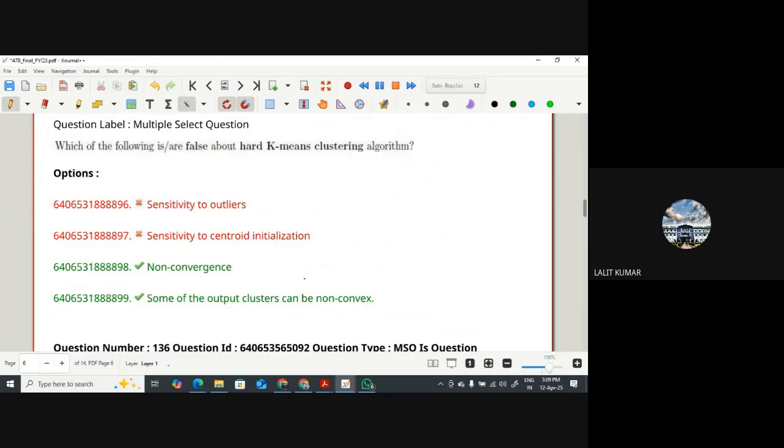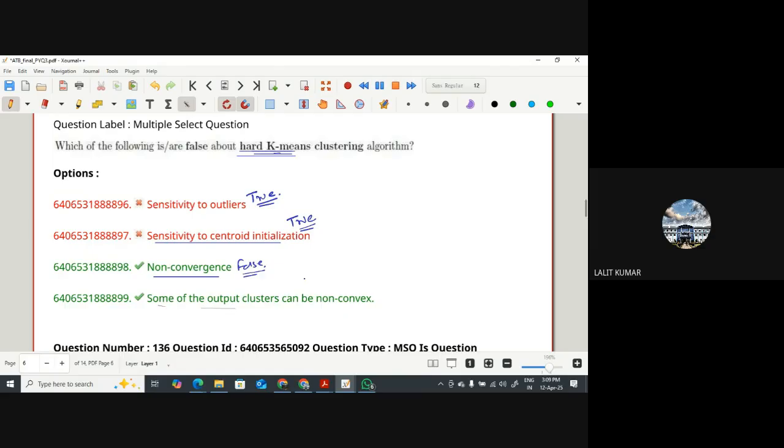Okay. Which of the following are false about hard k-means? So this is about the hard k clustering problem. It is sensitive to outliers. This is true. It is sensitive to centroid initialization. This is also true. Non-convergence, it is false. It always converges.